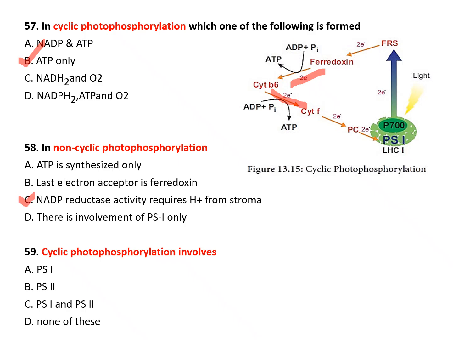The next question, number 59. Cyclic photophosphorylation involves option A, PS1, option B, PS2, option C, PS1 and PS2 both, option D, none of these. Correct answer is option A, PS1.